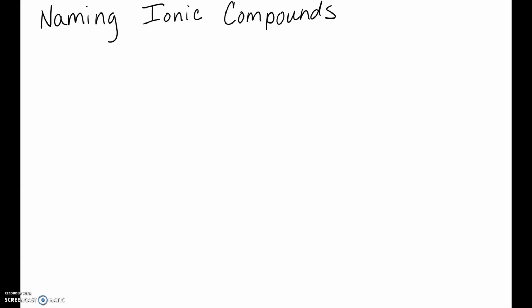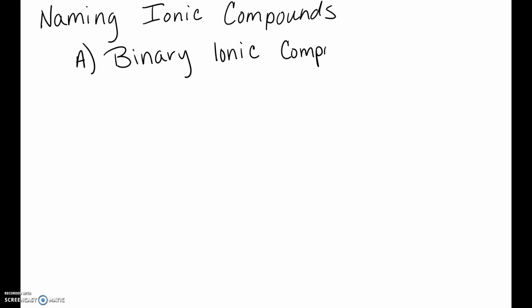Now let's talk about naming ionic compounds. So remember, there's two types of ionic compounds, and the first type of ionic compounds are the binary compounds. Remember, these are the ones with two elements. Bi meaning two, so they have two elements.